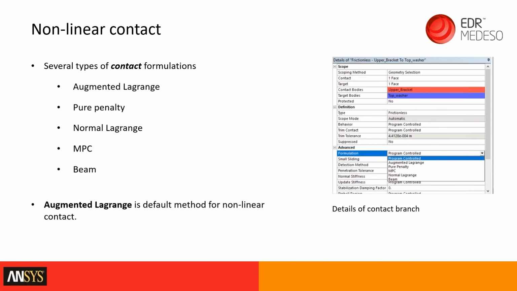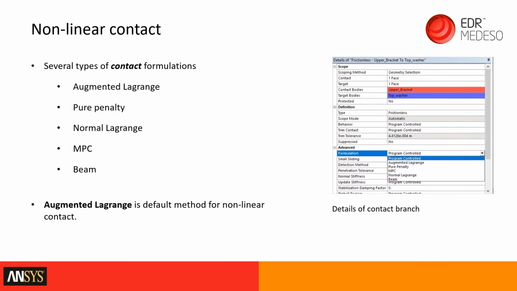Also, for those of you that have tried playing around with contact, there are different formulations. So there's what we call augmented Lagrange. This is the default in Ansys, and it's a type of penalty method. We also have pure penalty. So the first two, pure penalty and augmented Lagrange, are what we call penalty method contact types. These are nonlinear contact types, allow the structure to move in and out of contact. There is a third nonlinear contact type called normal Lagrange.